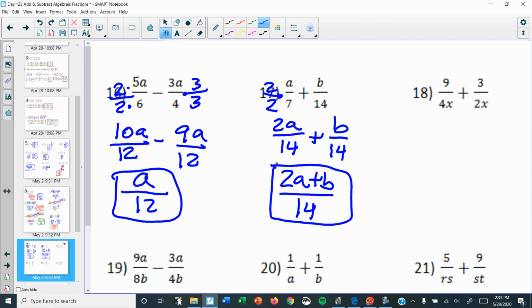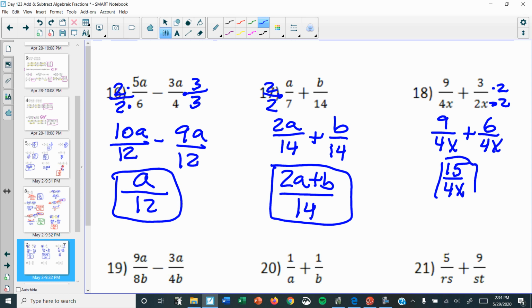And for 18, again, do you think the variable makes any difference? Not right now. What does 4x and 2x both go into? They both go into 4x. I like to start with the numbers first. So you say, what does 4 and 2 both go into? 4. And since they both have an x, we don't even need to worry about that. So I got to multiply by 2 to the top and the bottom. So I get 9 over 4x. That stays the same. Plus 3 times 2 is 6. 2x times 2 is 4x. And when you add, you get 15 over 4x. And that is your answer. Yay.